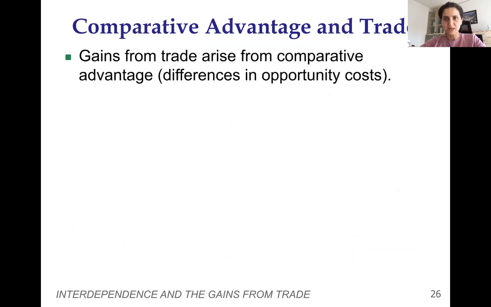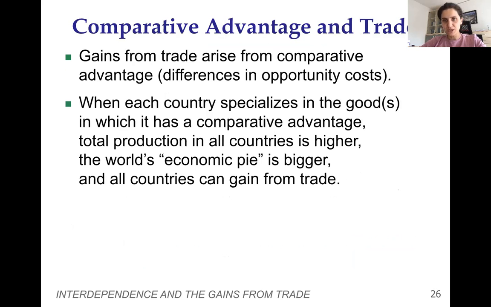Comparative advantage and trade. Gains from trade arise from comparative advantage, so difference in the opportunity cost. When each country specializes in the goods in which it has comparative advantage, total production in all countries is higher, and the world's economic pie is bigger, and all countries gain from trade. This is the reason why we have interdependence between countries.